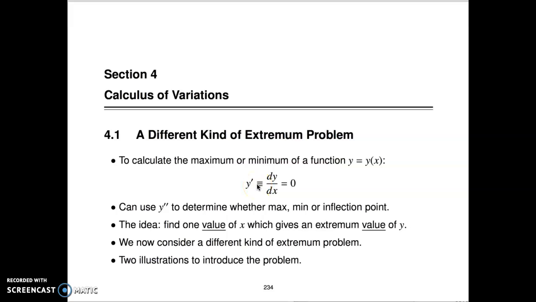So section 4 is the calculus of variations. This is the final section of the course. Let's go through these notes.